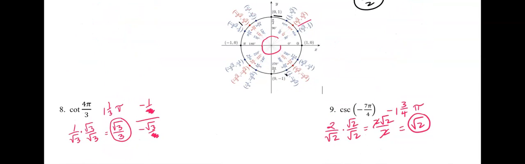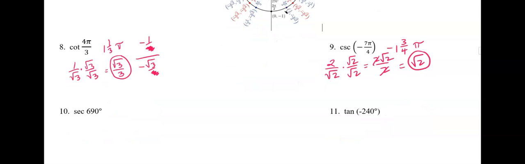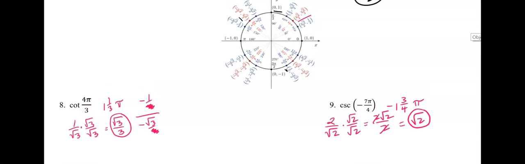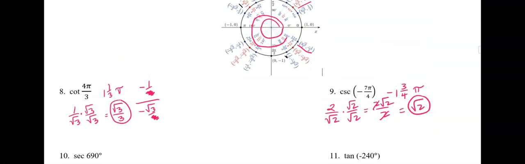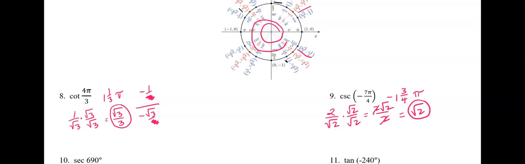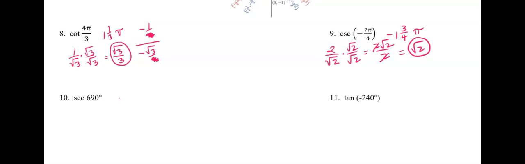Okay, so let's take a look at secant 690 degrees. That's our next one. So 690 is like 360 plus another 330. So really we're just going to land right there at the angle that says 330 degrees. We're looking at that ordered pair. Secant is the reciprocal of cosine. Well, the cosine would be root 3 over 2, so secant would be 2 over root 3. And then we rationalize it. So it's 2 root 3 over 3.